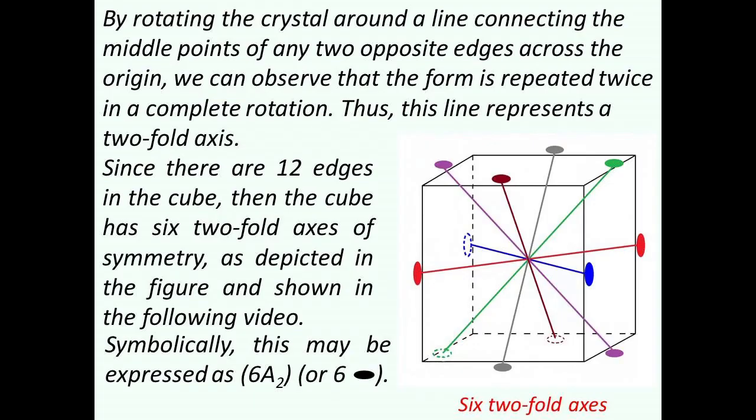By rotating the crystal around a line connecting the middle points of any two opposite edges across the origin, we can observe that the form is repeated twice in a complete rotation. Thus, this line represents a twofold axis. Since there are 12 edges in the cube, then the cube has 6 twofold axes of symmetry as depicted in the figure and shown in the following video. Symbolically, this may be expressed as 6A sub 2.